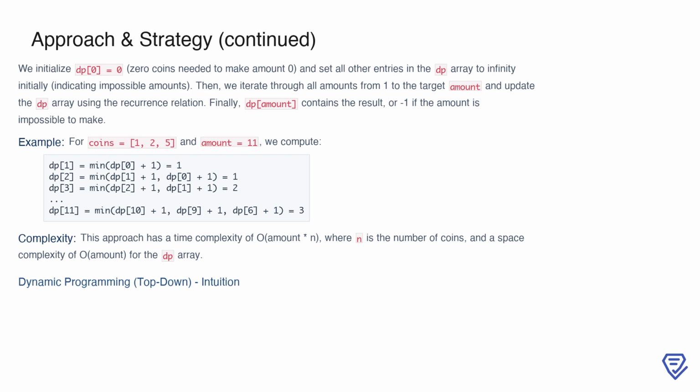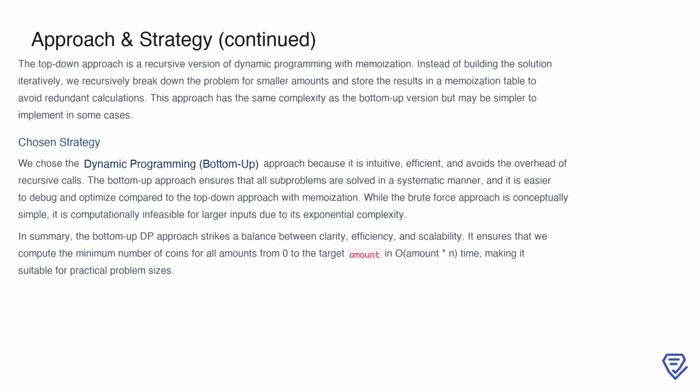O(amount). In contrast to the bottom-up approach, the top-down dynamic programming method relies on recursion combined with memoization. Here, we recursively break down the problem for smaller amounts and store the results in a memoization table to avoid redundant calculations. While this approach has the same time and space complexity as the bottom-up version, some developers find it simpler to implement, as it follows a natural recursive structure. However, it may involve additional overhead due to recursive calls.